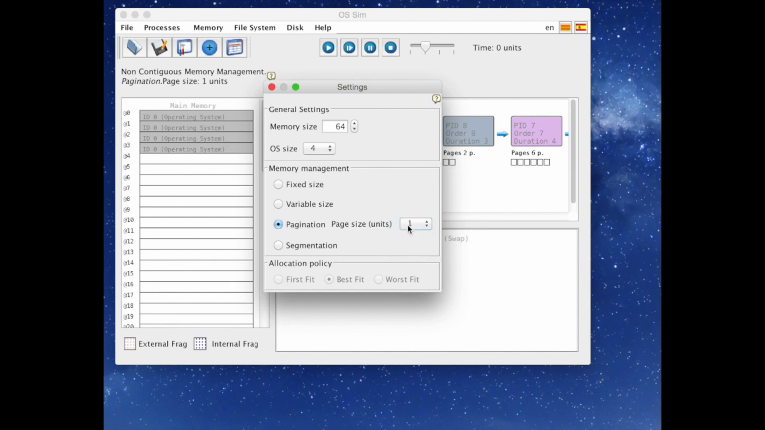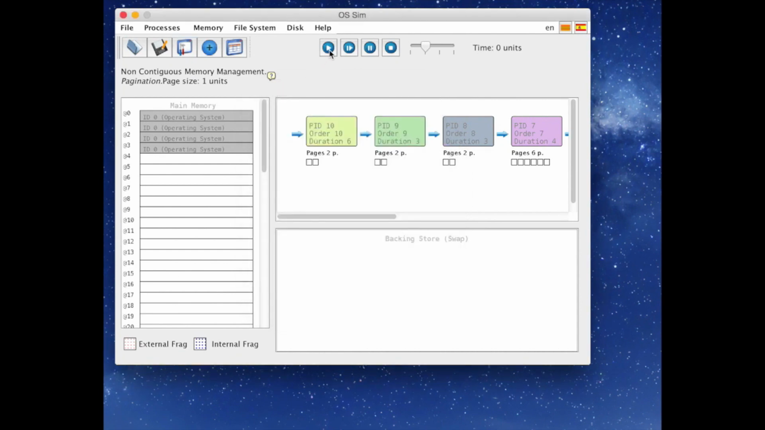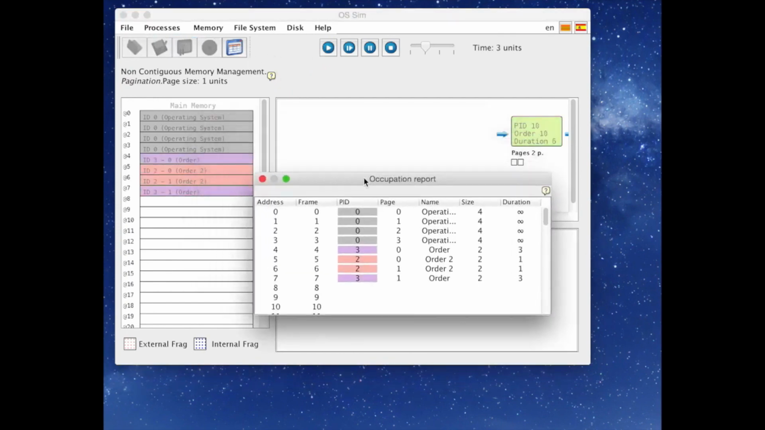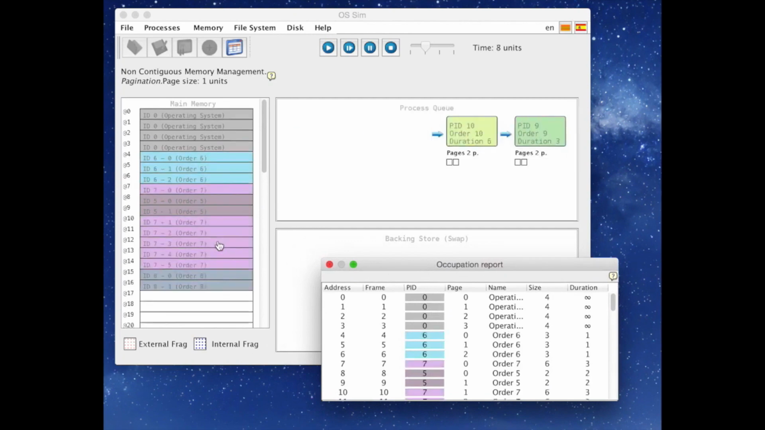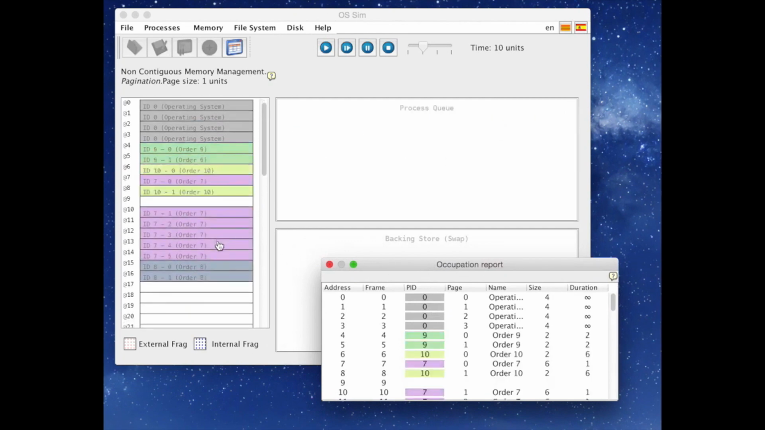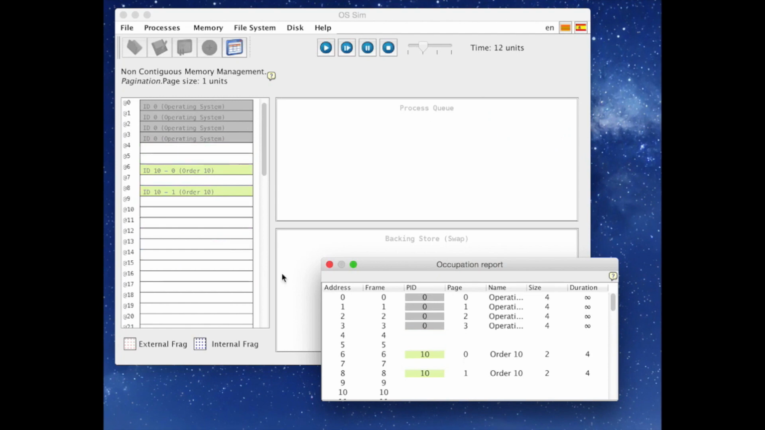In memory management, we select pagination and run it. After the completion of the pagination, we select the segmentation. Memory management techniques have many types, so we select them step by step: first virtual memory, then segmentation, later pagination. So we can get different values and different results. Thank you.